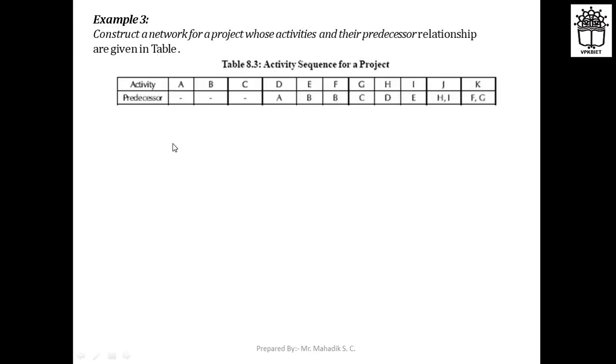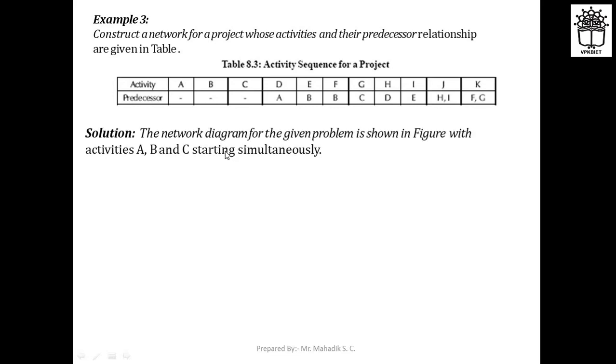Next, construct a network for a project whose activities and their predecessor relationships are given in the table. You can see the activities are given as A, B, C, D, E, F, G, H, I, J, K, like that. For A, B, C there will not be any predecessors, but for D it will be A, for E it will be B, like that. With the help of this data you can draw the network diagram like this.